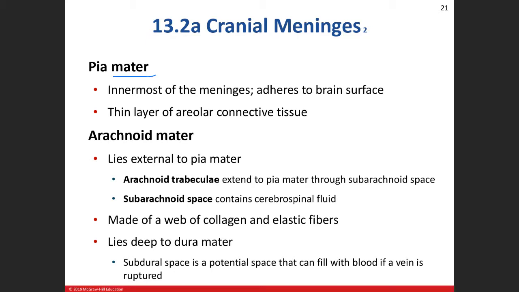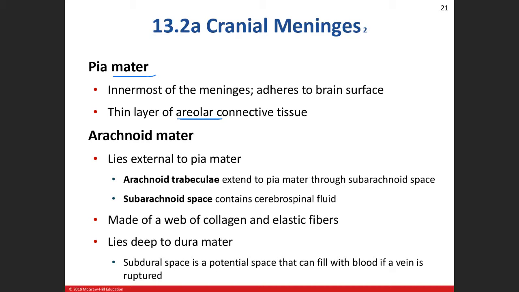All right. Anyways, so the innermost layer is the pia mater. When you dissect out the brain and the spinal cord, this is that layer that sticks right onto that nervous tissue. It's a very thin layer, much like a visceral layer when we're talking about our serous membranes. Remember, this is what's directly on top of the brain. It's made up of a thin connective tissue, areolar connective tissue.